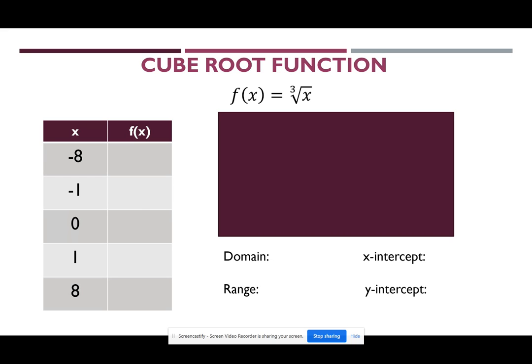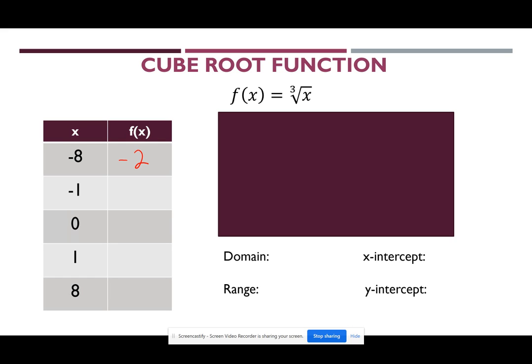Okay, so if I want to fill in this table, to figure out what the graph looks like, I'm going to substitute -8 in for x. So what the cube root of -8 means is what times itself 3 times gives me -8. So that answer is -2. -2 times -2 is +4, and then 4 times -2 gives me -8.